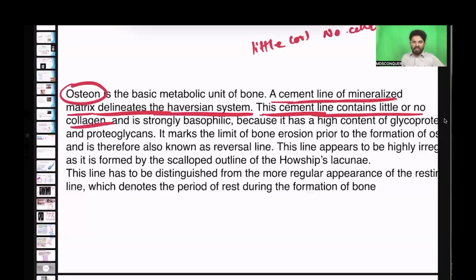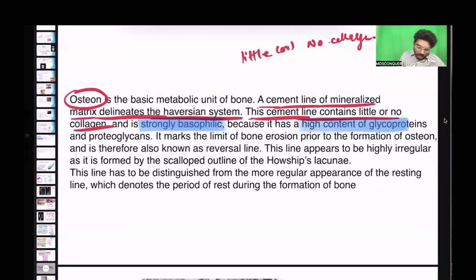That is the reason why, whenever you have very little or low collagen, this reversal line is strongly basophilic, because it is going to contain a high amount of glycoproteins and proteoglycans. Same reversal line there, here. It is strongly basophilic. No collagen fibers or little collagen fibers will be present. So this line is called the reversal line.